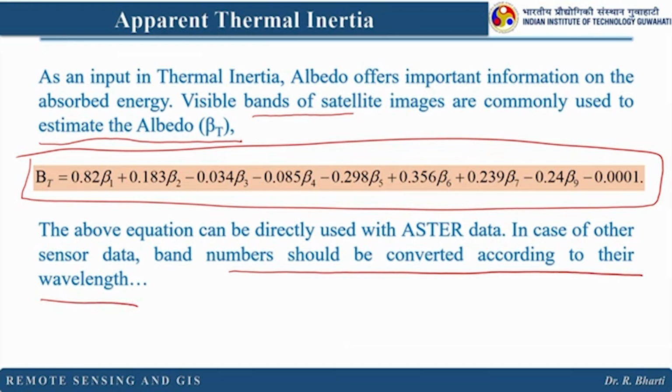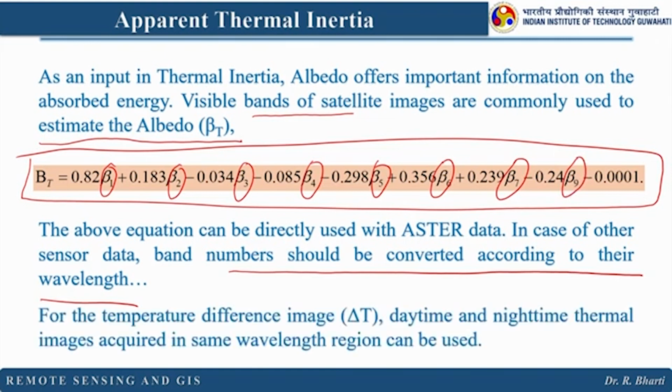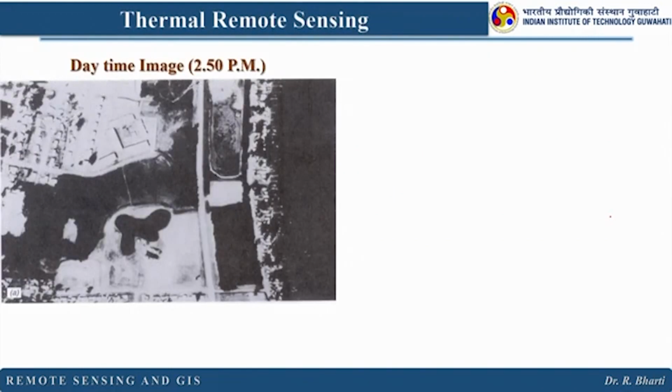So remember, for ASTER you can directly use this formula, where these are band numbers, right? Band 1, band 2, band 3, band 4, band 5, band 6, band 7, band 9, right? For the temperature difference image delta T, daytime and nighttime thermal images acquired in the same wavelength region can be used. So let us see some example of how these daytime and nighttime images look.